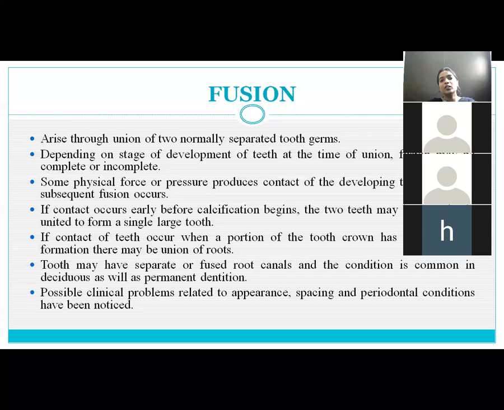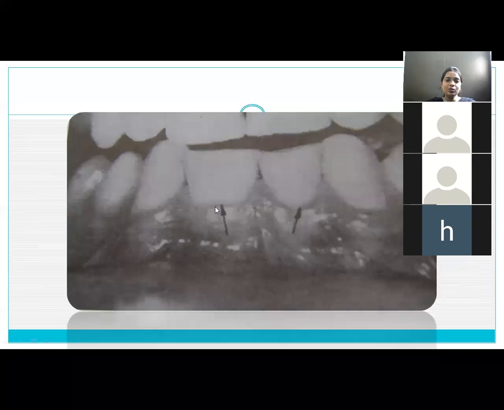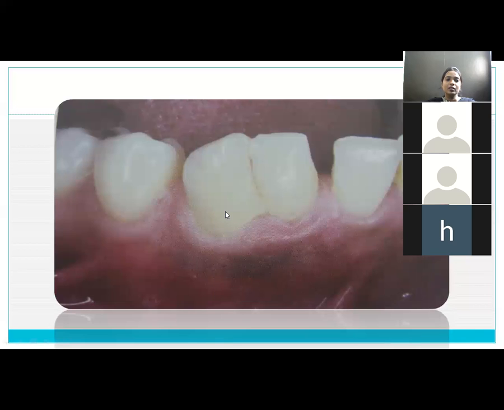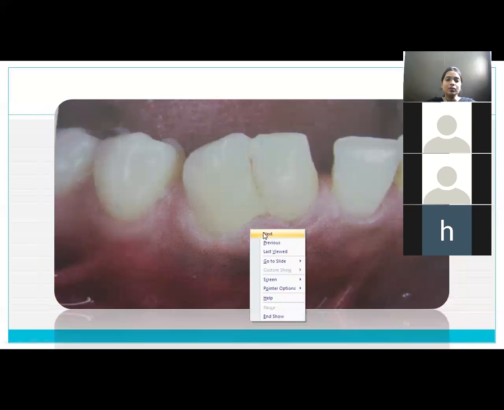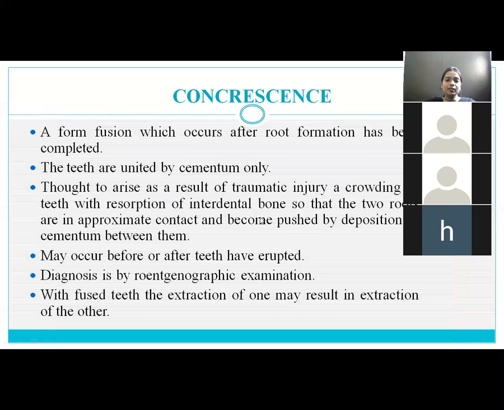What is the difference between gemination and fusion? Gemination has a single root and single root canal, with two crowns but only one root. But in fusion, what happens? It consists of two tooth germs. Means what? Two crowns and one root. This is your fusion, two crowns but one root. This is also a fusion case. These are all fusion clinical pictures of the teeth.